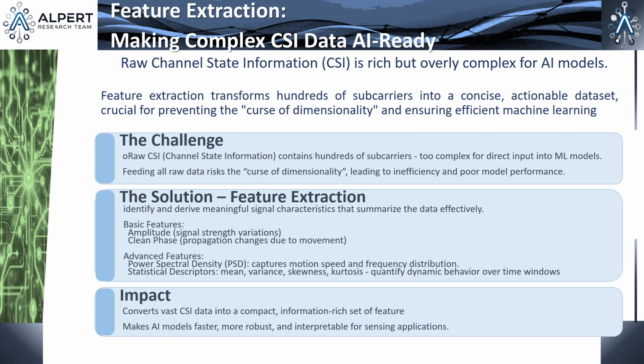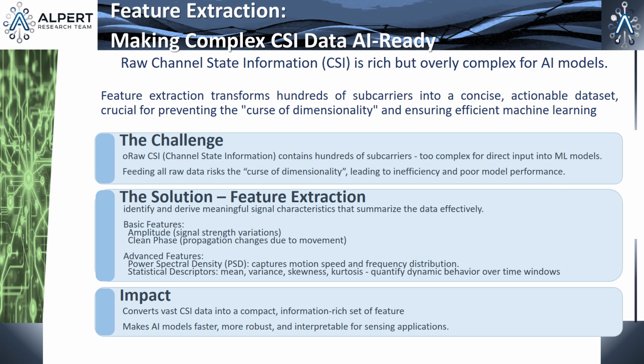Okay, so the signal is cleaner, but it's still potentially very complex, right? All those CSI subcarriers. How do you make it manageable for an AI model? Feature extraction and dimensionality reduction. Exactly. Feeding hundreds of raw subcarrier values directly into an ML model is usually inefficient and can even hurt performance due to the curse of dimensionality. So we extract meaningful features.